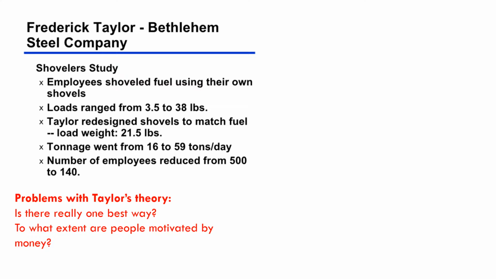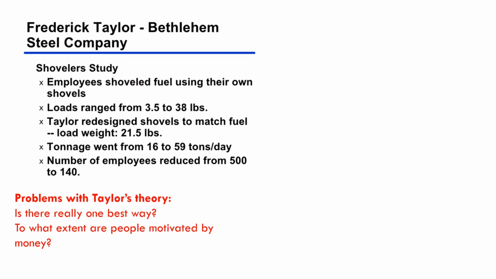There are, however, some problems with Taylor's theory. Is there really one best way? And particularly, to what extent are people motivated by money? A lot of this was taken on board by car manufacturers. So Henry Ford, who made the Model T Ford, took a lot of this on board and used these approaches, so piece rate and identifying who was good at what and giving them one job and training them at it.